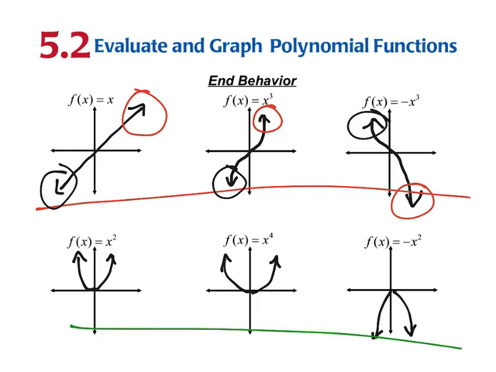Then our evens, they're like a field goal. If the leading coefficient is positive on even degrees, it's like a field goal. Both sides go up. If it's negative, both sides go down, like a frowny face.